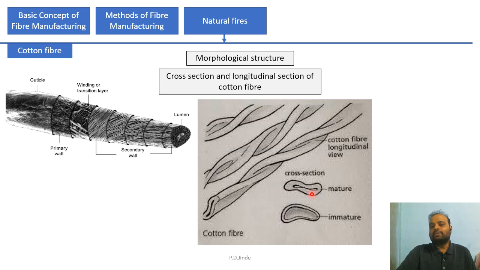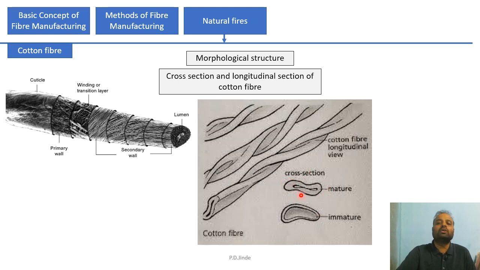The mature fiber has a lot more wall thickness, and the wall thickness is made from cellulosic material. So here the cellulosic material is higher in amount compared to the immature fiber. The immature fiber shows a very small amount of cellulosic material, and most of its cross section is made from the lumen. So this is the cross section of an immature fiber and this is the cross section of a mature fiber.